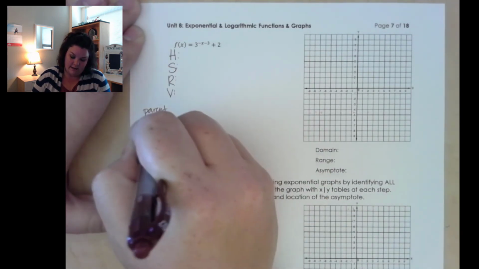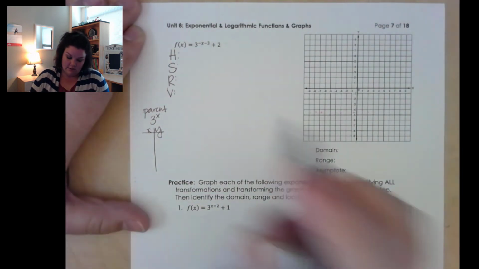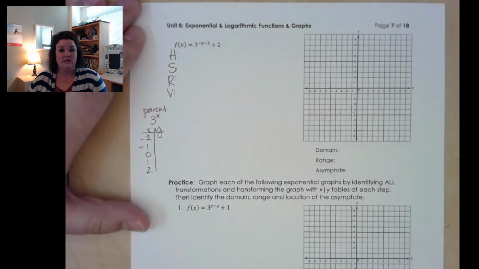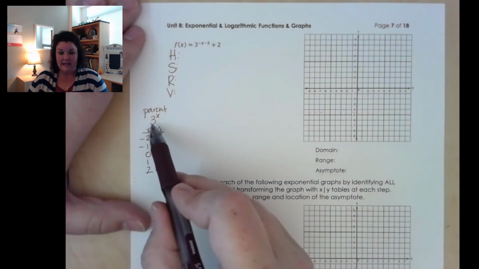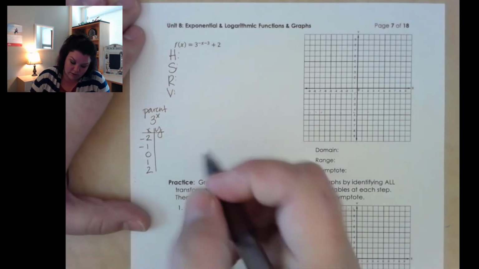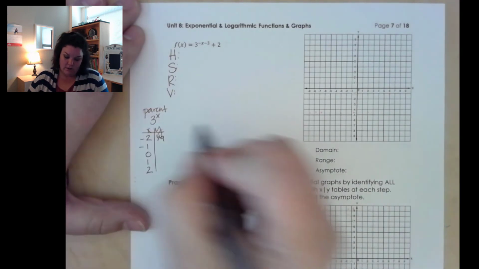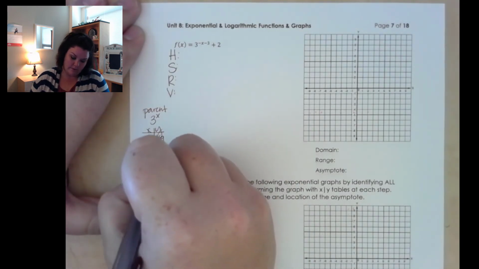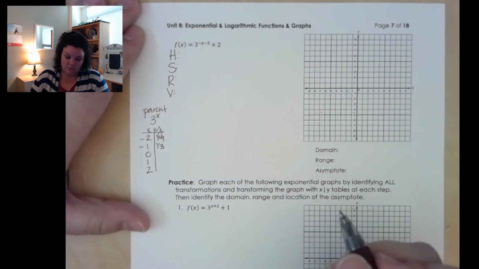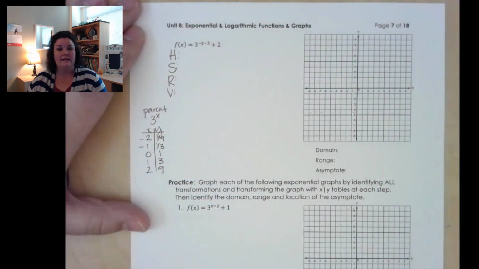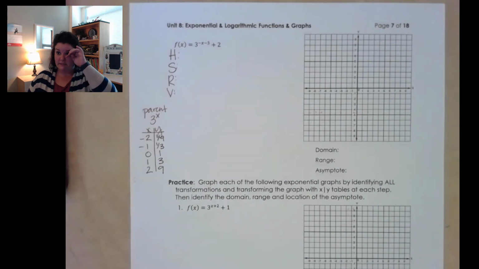So I'm going to go ahead and make my table of values, -2, -1, 0, 1, and 2, and plug those in. When I do 3 to the -2 power, that's going to flip it and square it, which will give me 1/9. When I do 3 to the -1 power, I get 1/3. 3 to the 0 power is 1. 3 to the first power is 3, and 3 squared is 9. So now I have my starting function, my starting points.